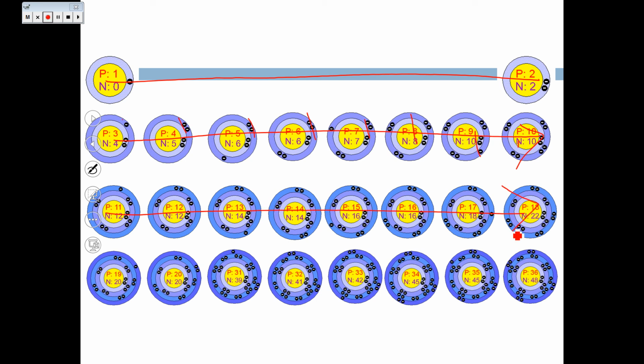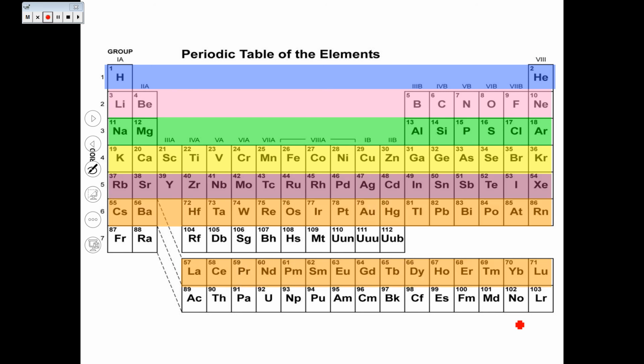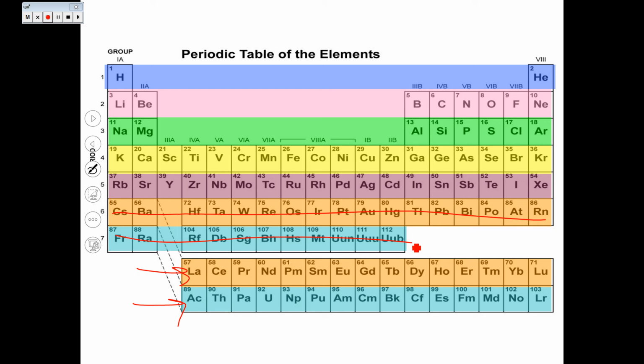Here, they all have 3. Here, they all have 4. So we can count the periods or rows down. 1, 2, 3, 4, 5, 6, 7. Don't forget the lanthanide, the one that starts with La, and the actinide series. They are part of row 6 and row 7. They just get pulled out because they would make the periodic table way too wide in a standard textbook.